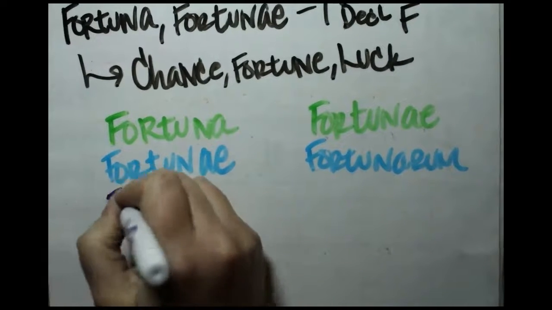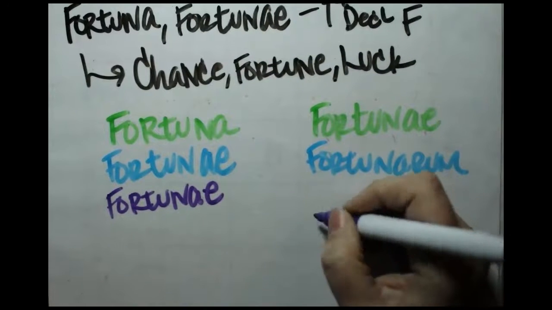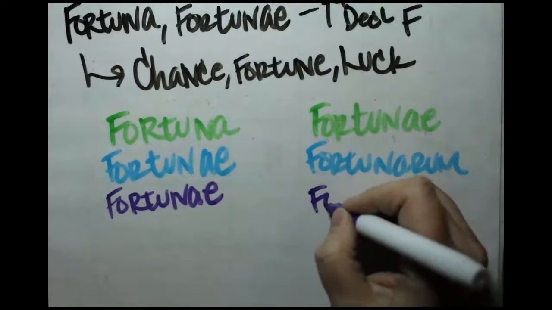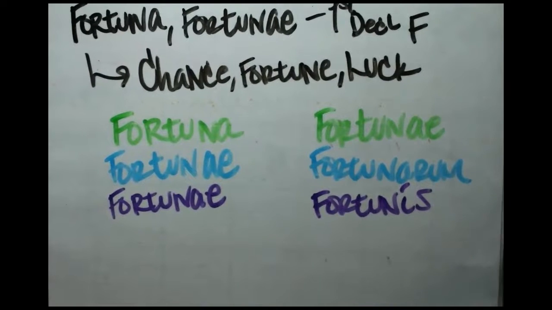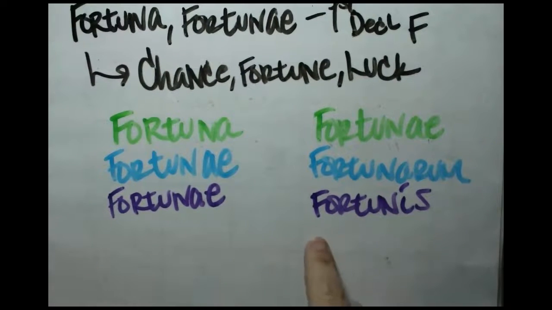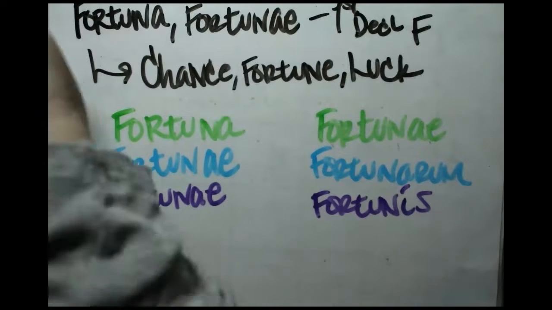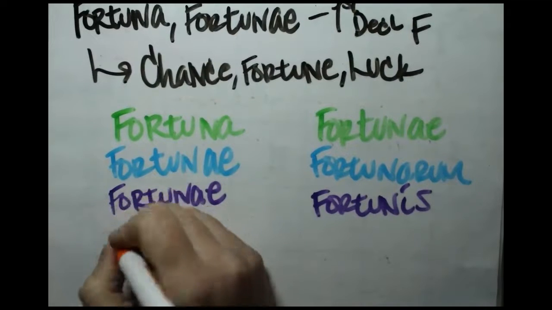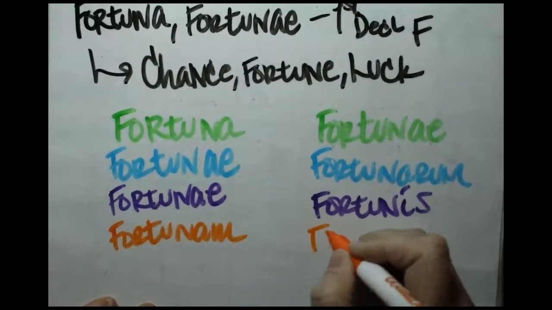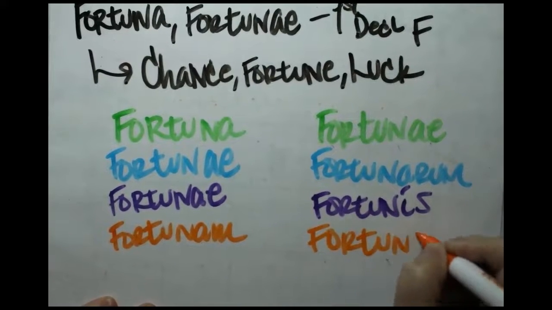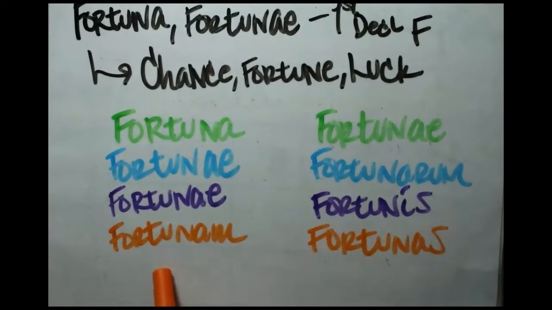Dative, singular, fortunae: to for luck, to for chance, to for fortune. Fortunis in the dative plural: to for luck, and the plural, to for chances, to for fortune. In the accusative, fortunam. In the plural, fortunas. So luck, chance, fortune as the direct object, singular and plural.